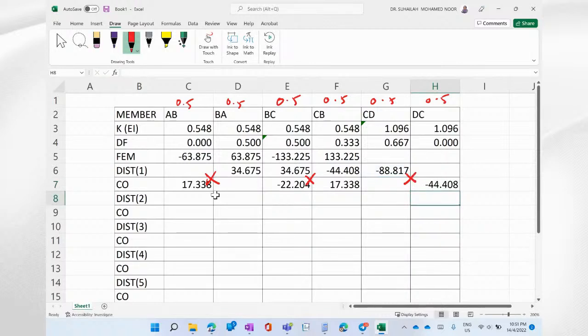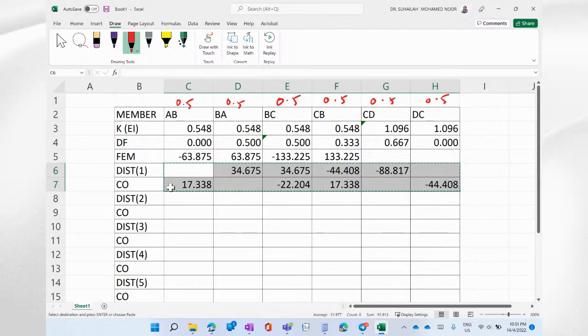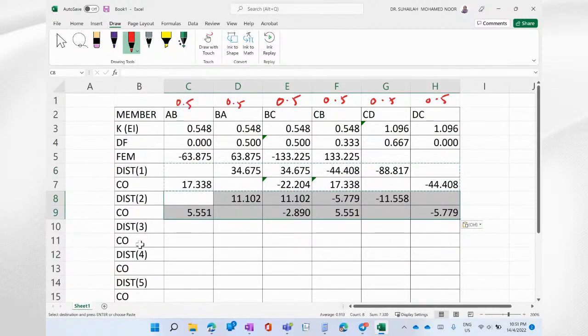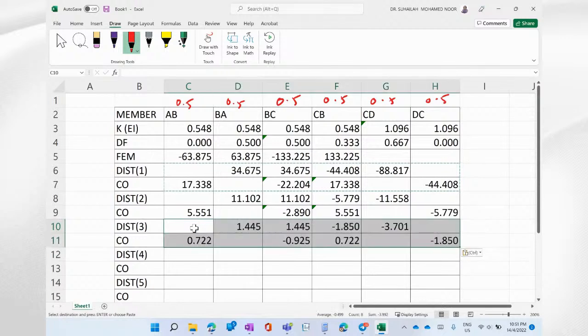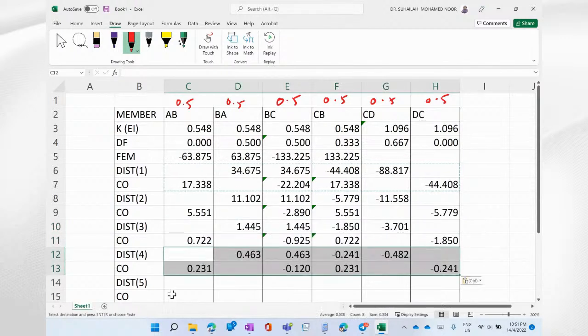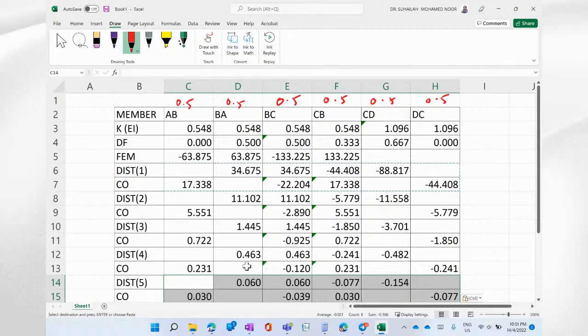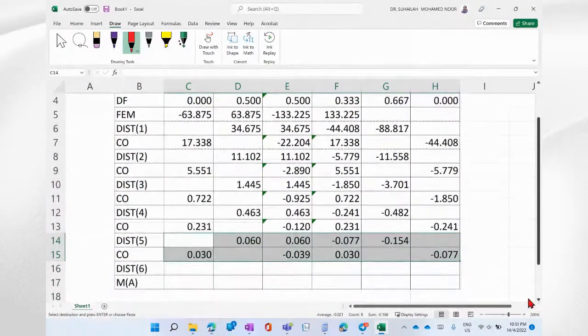Okay. So move to the next distribution factor, which means the next cycle. We will repeat the process again. When I use Excel, I can actually copy and paste this in the next column. So I copy this and I paste 1, paste 2, paste 3, paste 4, and paste 5.